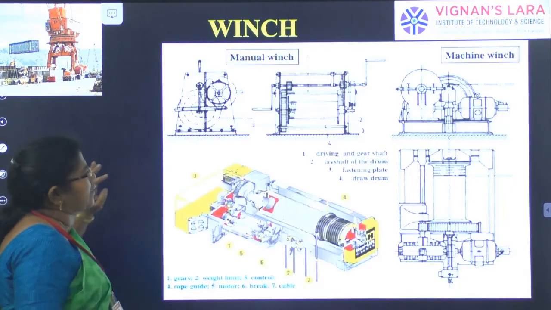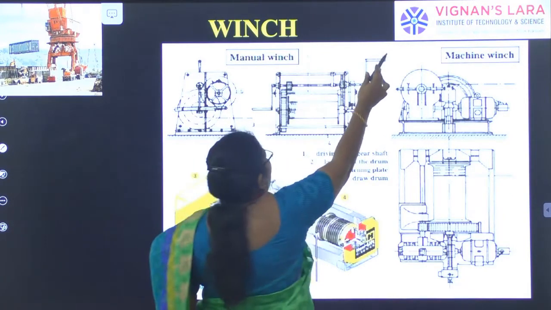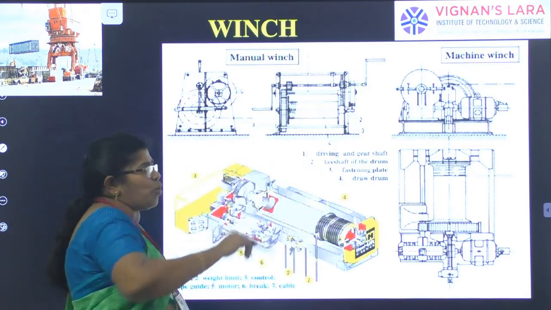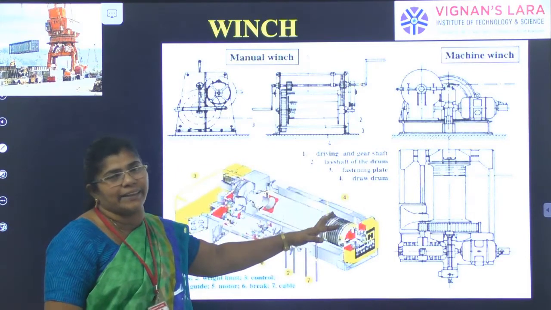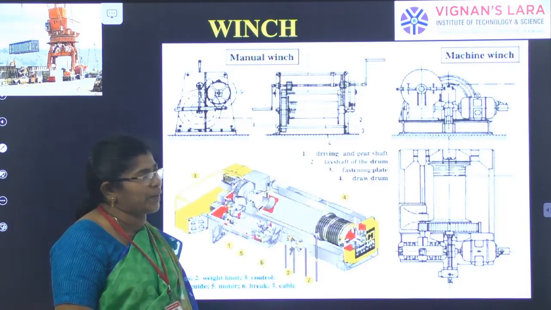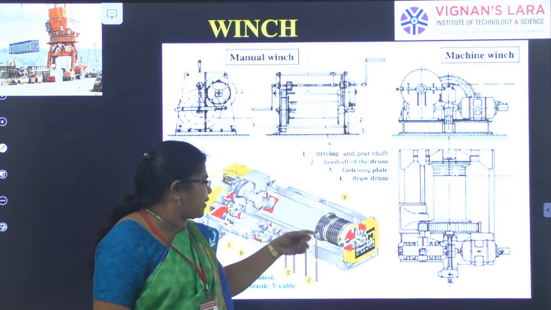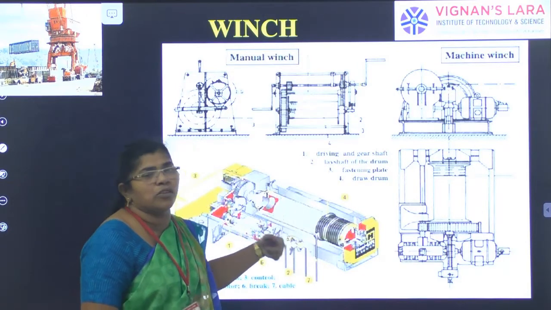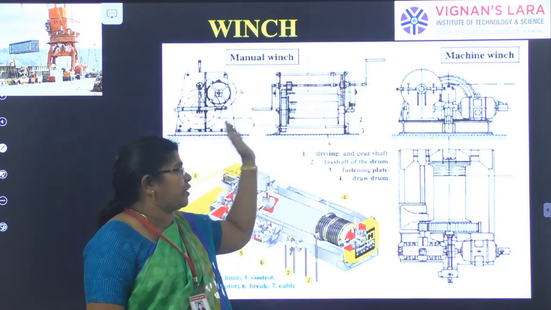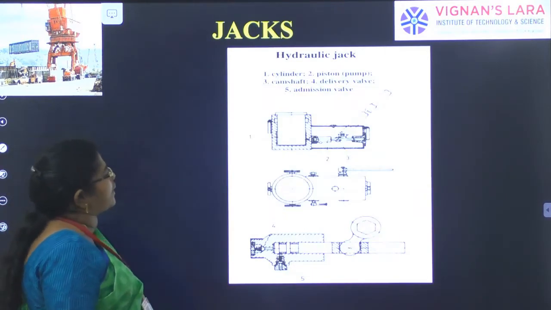The hand winch is a manual winch where we have a handle and we can use it to move the winch, and the power winch is mostly electrically operated. It can be mechanically operated, but mostly it is electrical, and you can see here how this rope is wound, and it can be loosened so that the winch will move from one place to another. The next one is a hydraulic jack.